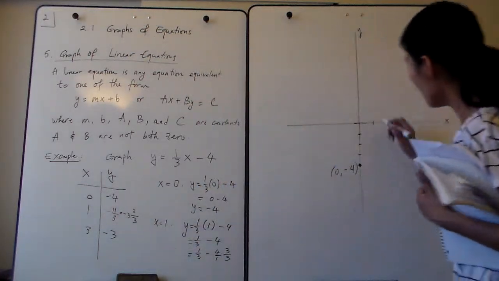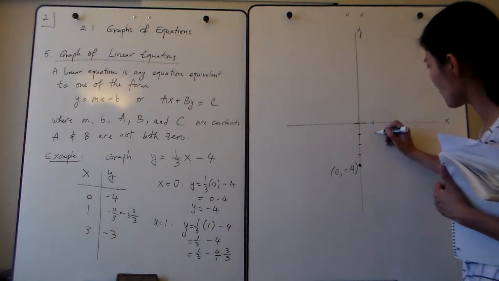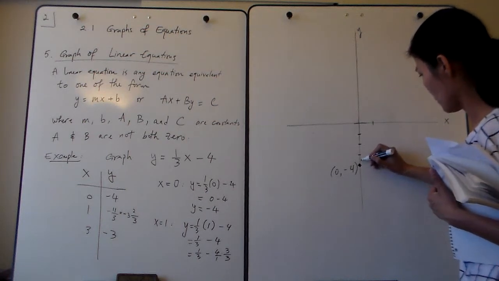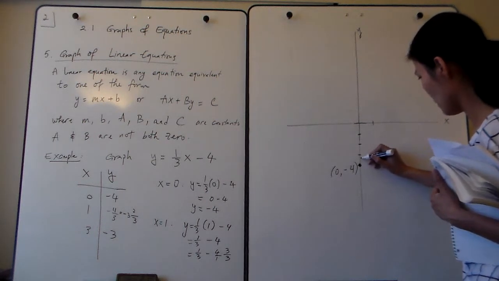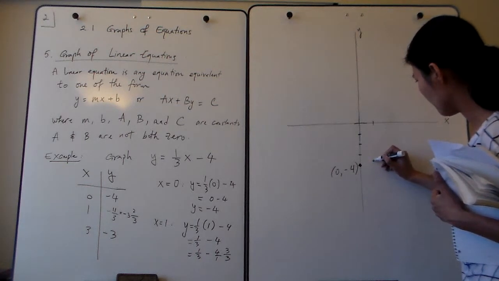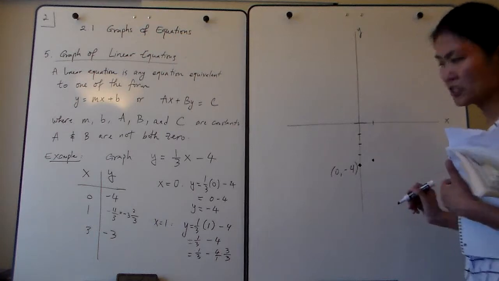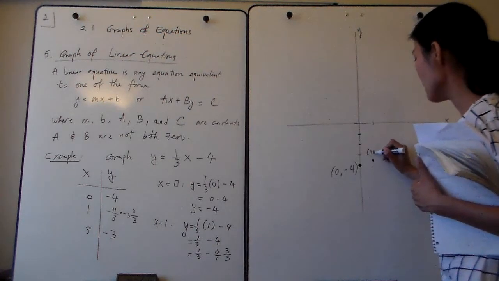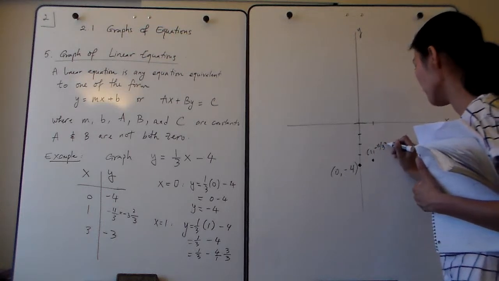So we have 1 going down 3 units, 1, 2, 3, and then 2/3 more. So 1, 2, 3, somewhere here. 1/3, 2/3. So somewhere here. So they're very close to each other. This point is 1, negative 11/3.